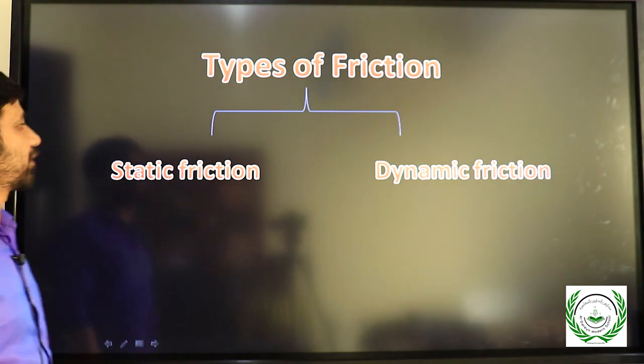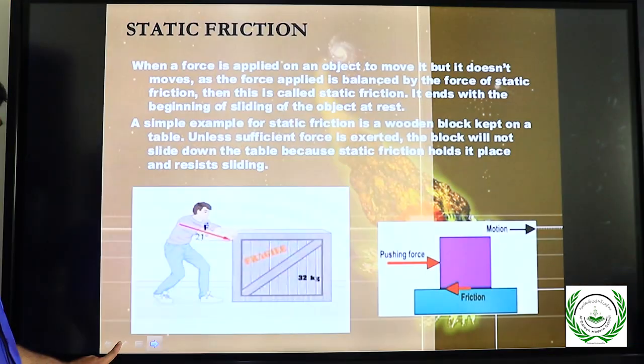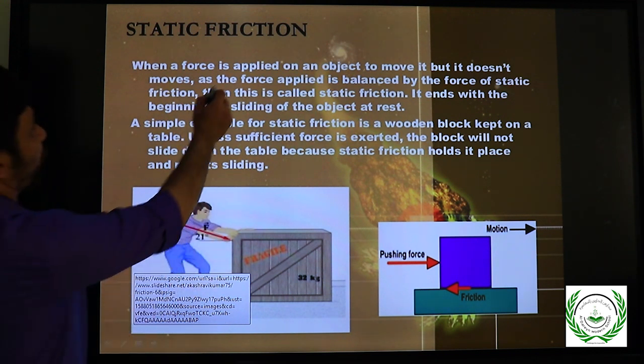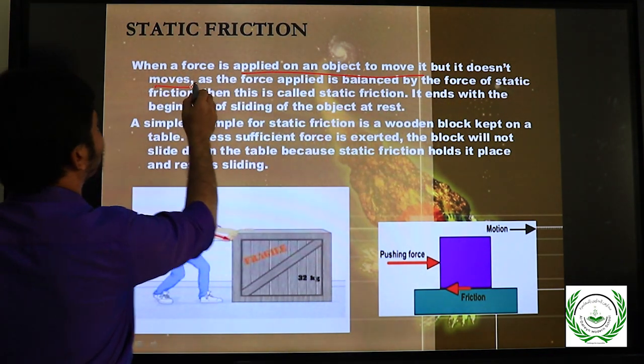There are two types of friction: static friction and dynamic friction. Now look here, static friction. Static means rest, not change. There is no change. A force is applied on an object to move it, but it does not move.